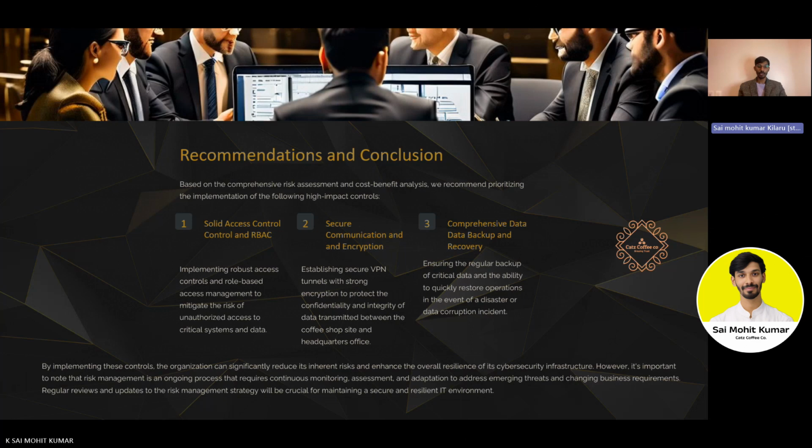By implementing these controls, the organization can significantly reduce its inherent risk and enhance the overall resilience of its cybersecurity. And it's not just about mitigating one or two risks, which are very important, but it is also about mitigating every risk which is a potential threat to the business. Why? Because when it comes to cybersecurity, we cannot be sure about what is a small and what is a bigger threat. Every threat has a significant value which can lead to a bigger fire.